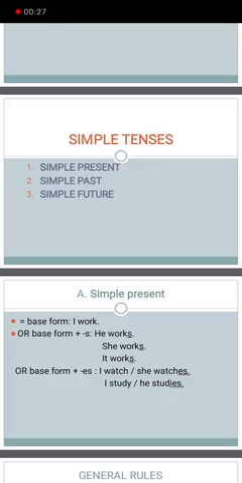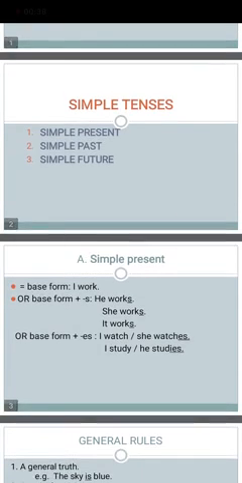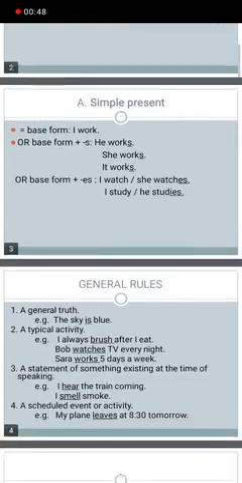That is by having the base of the word, which is a verb, and then you add s on it. For example, he works, she works, it works. Then another way is by adding es to the base of the word. For example, I watch, she watches, I study, he studies.